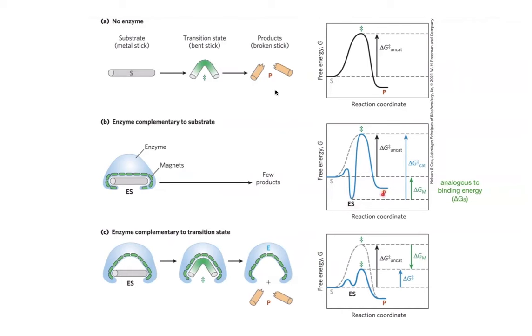They're not showing the release of the products. So sometimes you'll see a second state. People draw things different ways. But the basic bottom line is you have a bigger activation barrier if you were to stabilize the substrate form. But if you stabilize the transition state, now you're able to lower that cost.